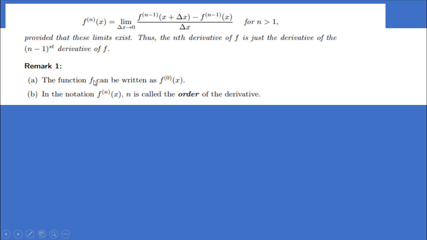And that is the remark: a function f can be written also as f 0 of x. In the notation f n of x, n is called the order of the derivative.